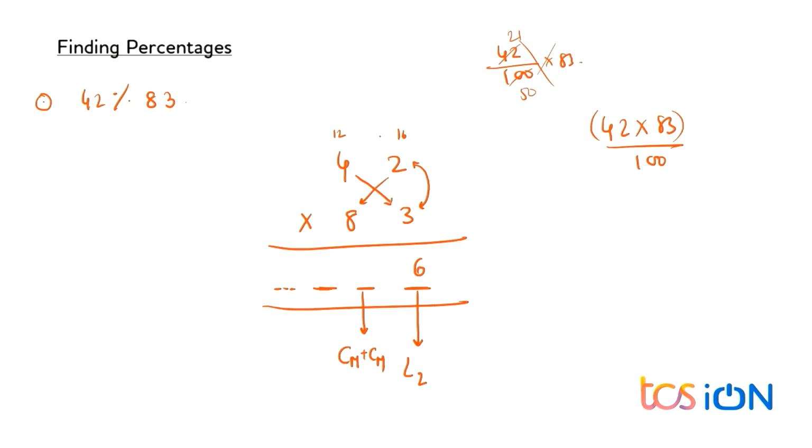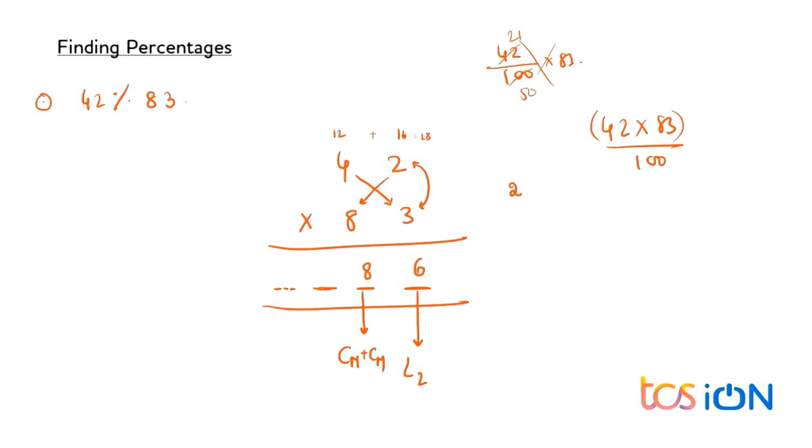Now 12 plus 16 will give me 28, but can I write 28 over here? No, I can only take the units place, and I have to carry on the tens place. So 2 was carried. 12 plus 16 will give me 28, so 8 was written and 2 was carried over.